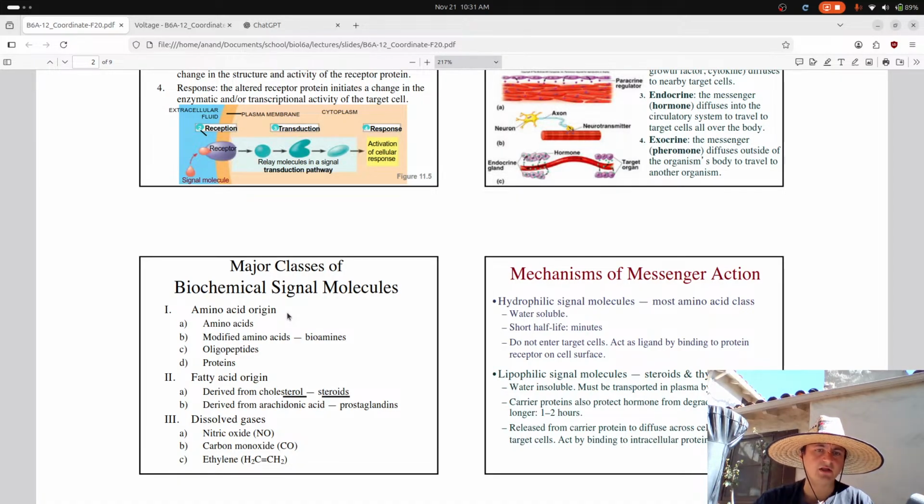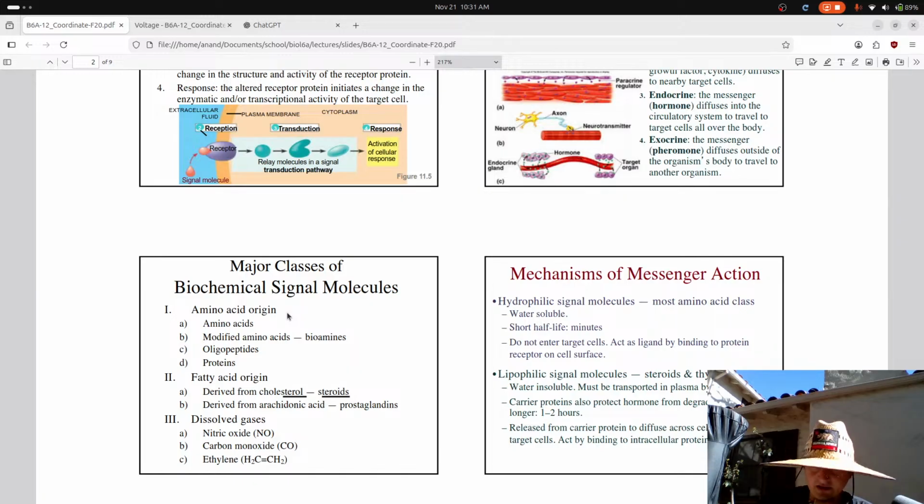It's interesting, actually. Oligopeptide and full blown proteins. Okay. All right. That's pretty simple. Fatty acid origin.